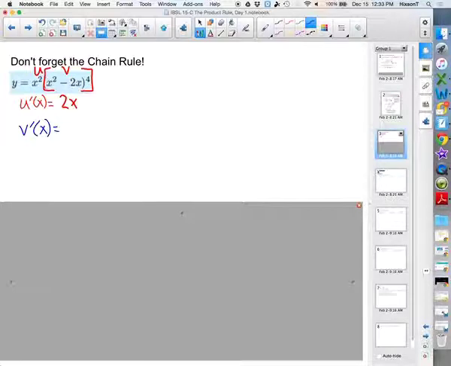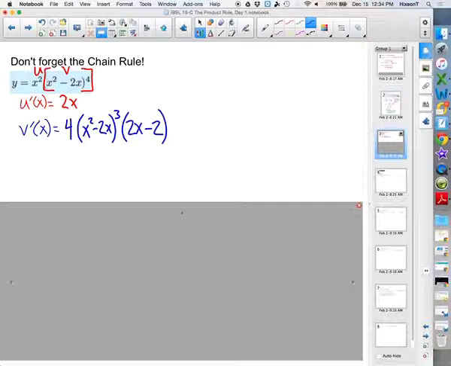Okay? So we have here 4 times x squared minus 2x to the third. There's the dy du. The derivative of the outer function, something to the fourth power, is 4 something to the third. But then we have to multiply that by the derivative of the inner function. The inner function here being x squared minus 2x. So the derivative is 2x minus 2. Okay? Does this make sense?